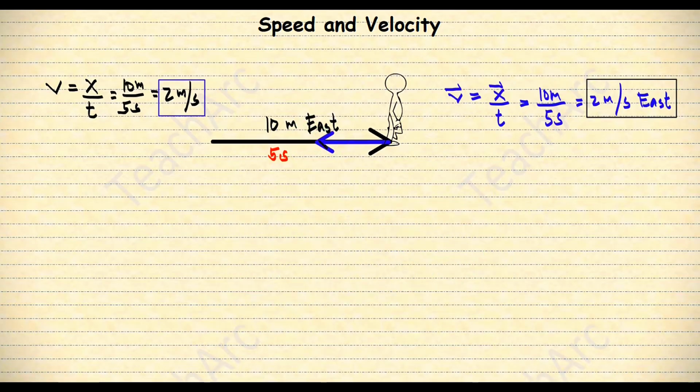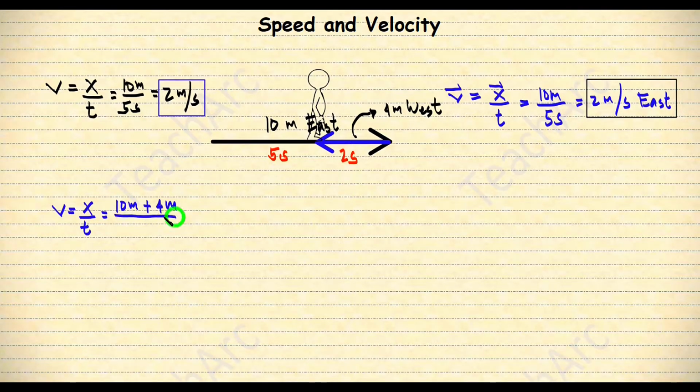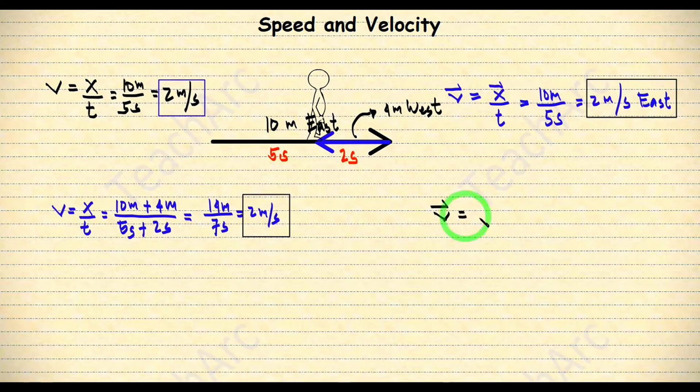You see, if after walking 10 meters to the east, the boy went back 4 meters to the west in 2 seconds, the average speed would be the total distance, which is 10 meters plus 4 meters, over the total time, which is 5 seconds plus 2 seconds. The average speed will then be 2 meters per second. How about the velocity? Since we need the displacement for us to solve for the velocity, we need to find out the resultant vector of our figure.